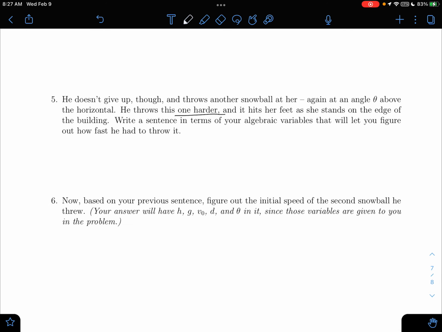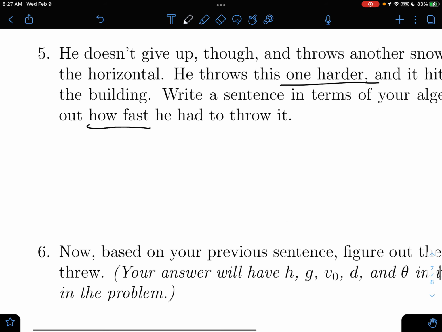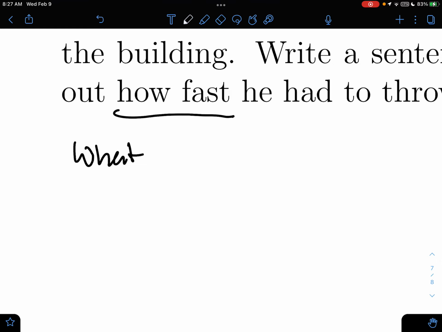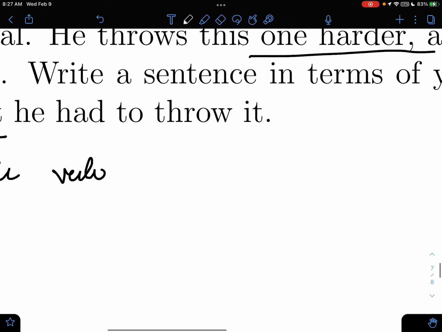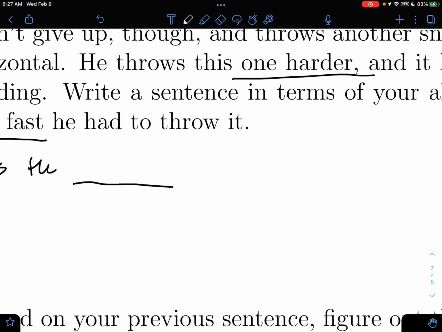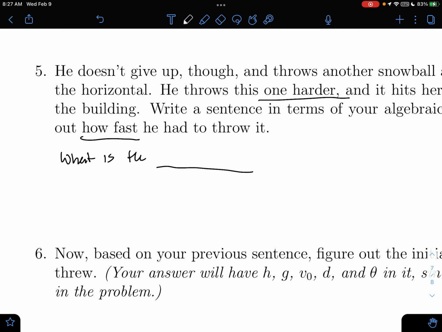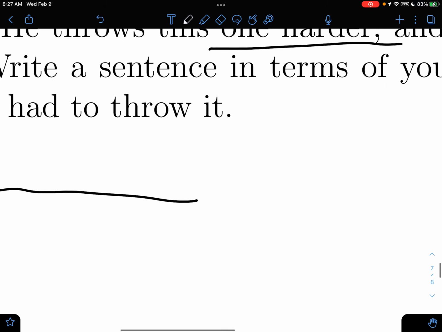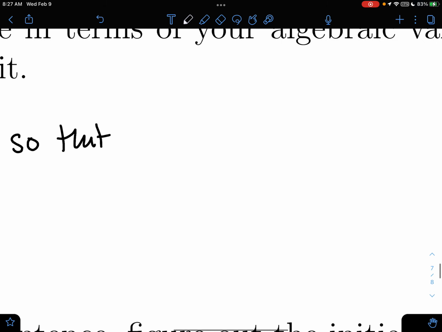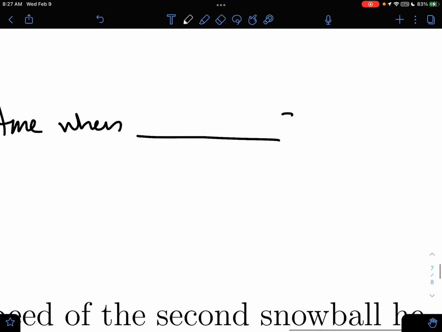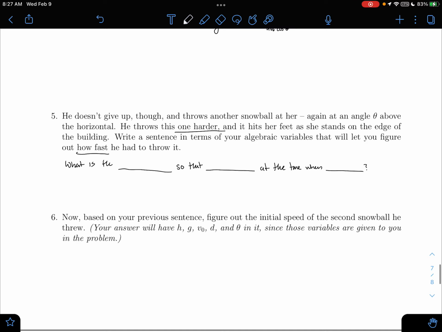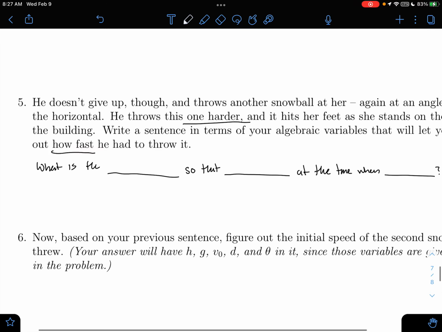Write a sentence in terms of algebraic variables that figures out how fast he had to throw it. So what is the value we want? We want to find some initial condition, how fast he had to throw it initially so that two things are true at the same time, at the time when something is true. So we're trying to find out how fast, so that's going to be the magnitude of the velocity vector.